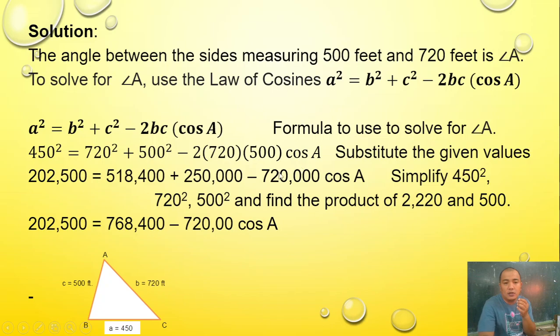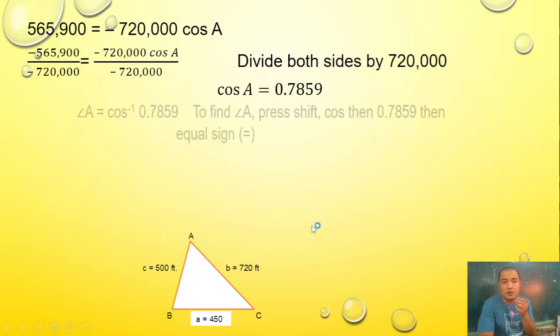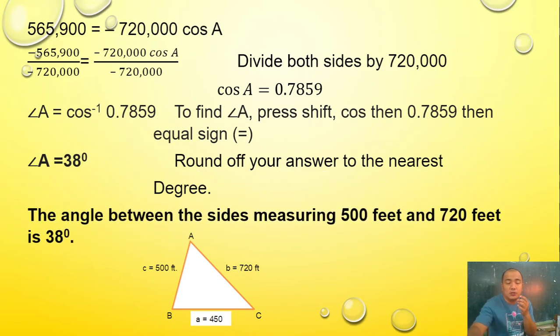Yan, simplify. 2,500 minus 768,400. Divide both sides by negative 720,000. Yan. So, we have here. Ayun. So, the cancel yan. Magiging positive. Both are negative, so positive yan. 0.7859. Shift cosine again in your calculator. So the answer is 38 degrees. So that's now the answer. Round up your answer to the nearest degree. So the angle between the sides measuring 500 feet and 720 feet is 38 degrees.